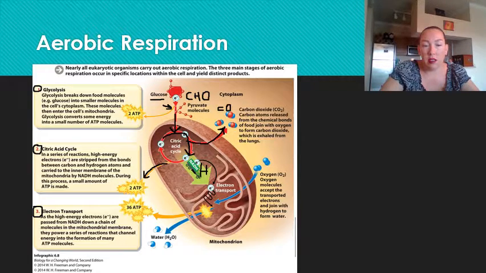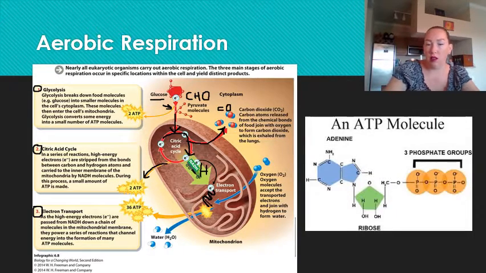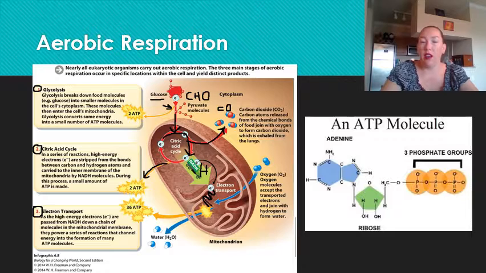So these electrons bounce through the electron transport chain on this inner membrane of the mitochondria, and through all this bouncing and movement, that energy, that kinetic energy, is used to put a 3rd phosphate onto an ATP molecule. I think I've got another animation. I do. Okay. So normally what's hanging out in your cells is ADP, adenosine diphosphate, with only 2 phosphate groups.